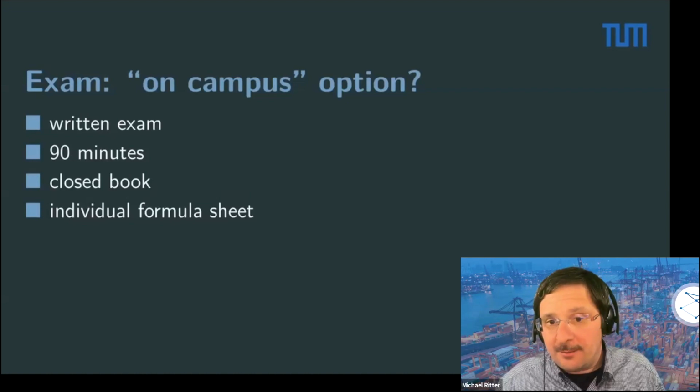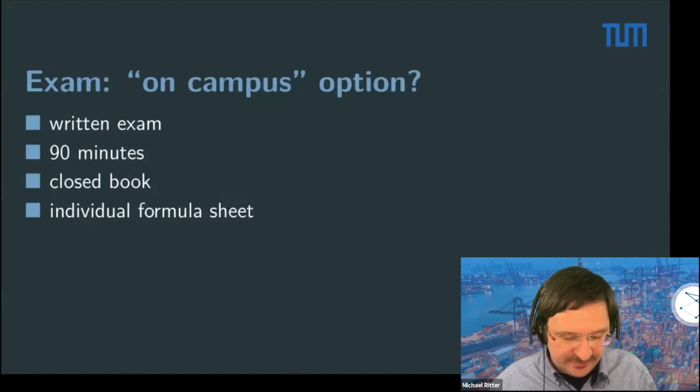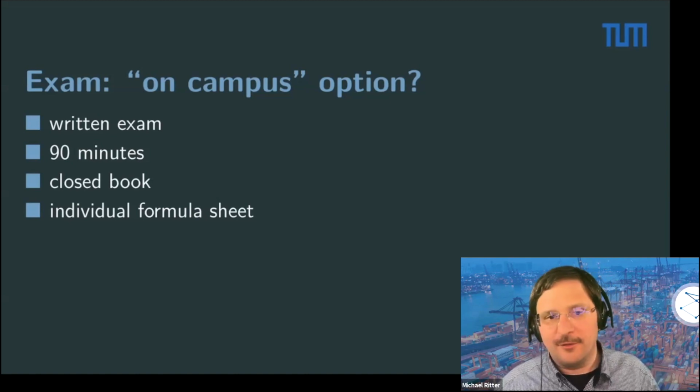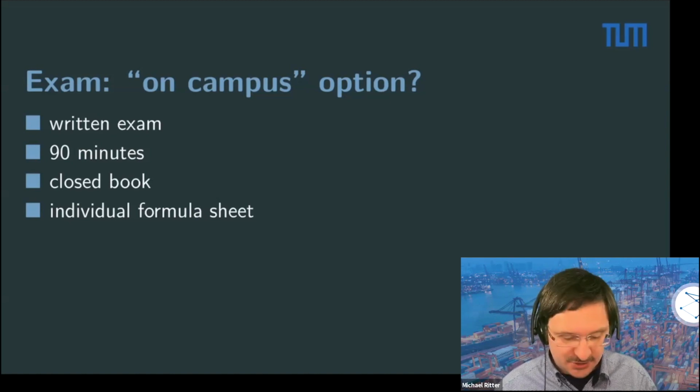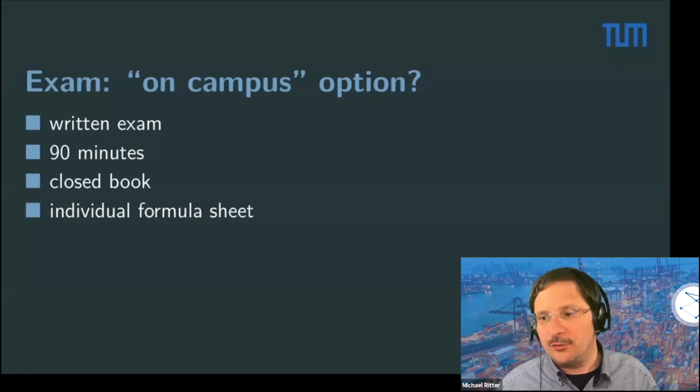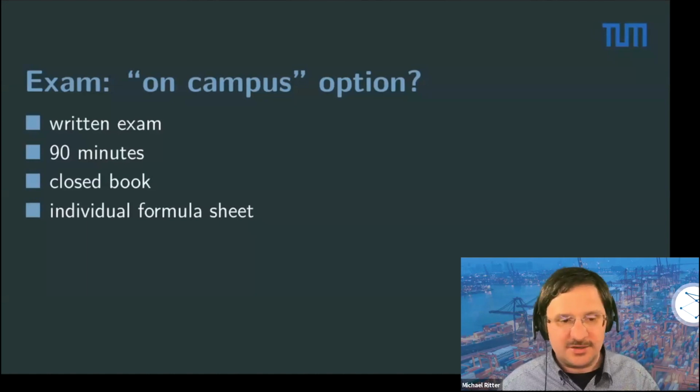For the on-campus option, that would again be a written exam. The exam's duration will always be 90 minutes. If we can go for the on-campus option, I'd prefer a closed book examination, but I would allow you an individual formula sheet. So you would get to bring one DIN A4 paper that you can write anything you want on. I'll give you more details on that once the question of the examination format is settled.